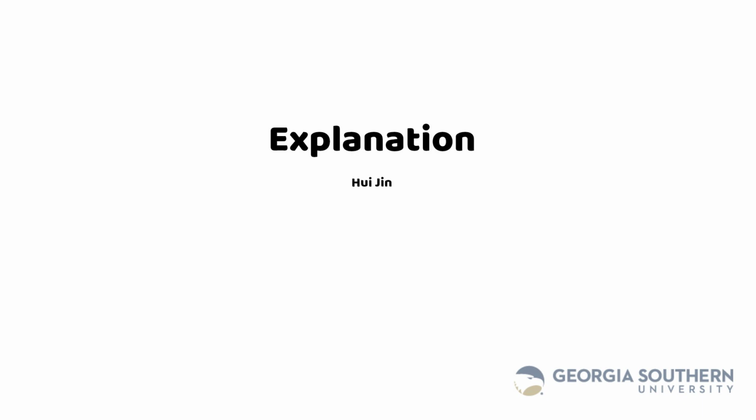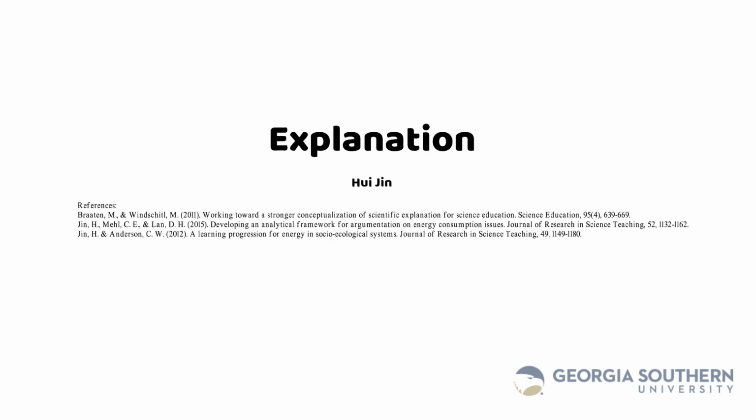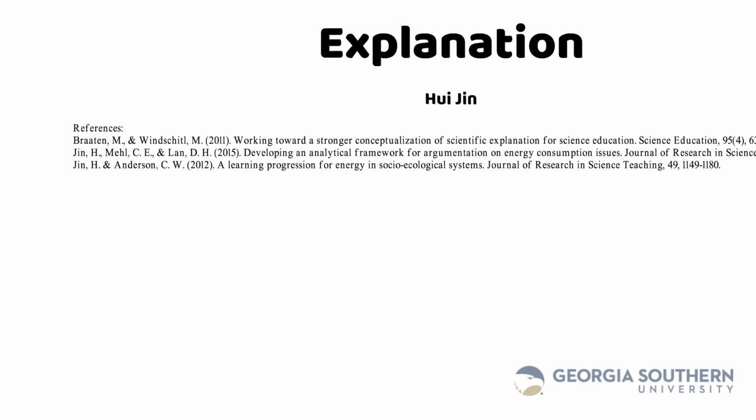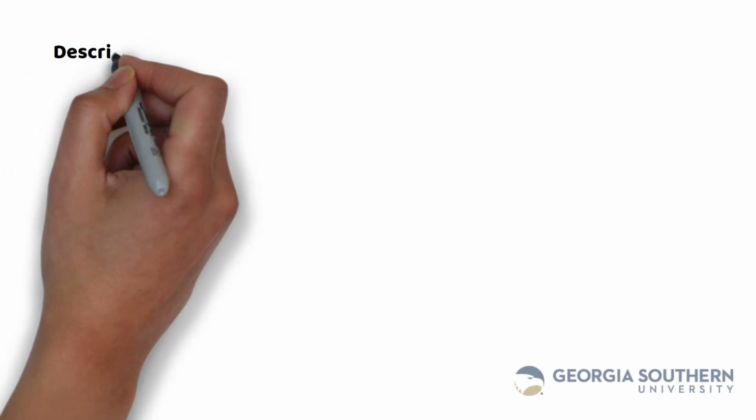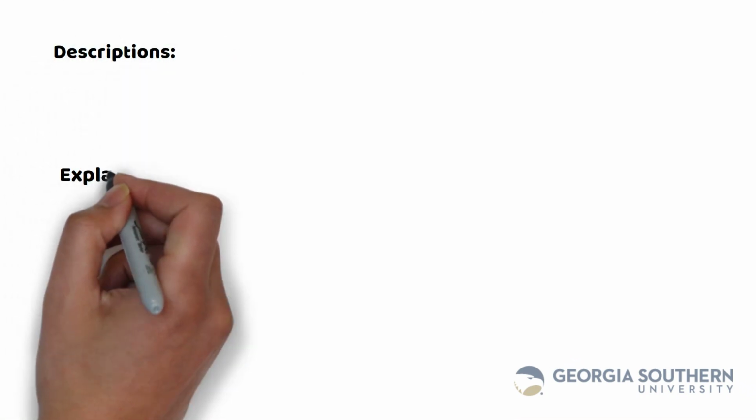Explanation. In an article about the scientific explanation for science education, Melissa Bratton and Mark Winchell discussed 5 types of explanations. This video summarizes the main ideas from their article with examples from other research projects. Distinguishing between description and explanation is necessary in science.